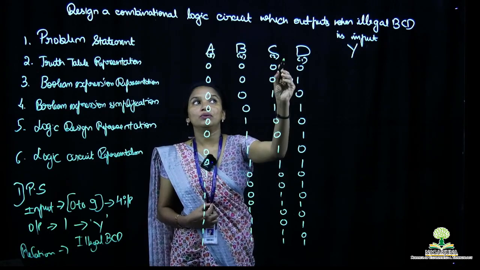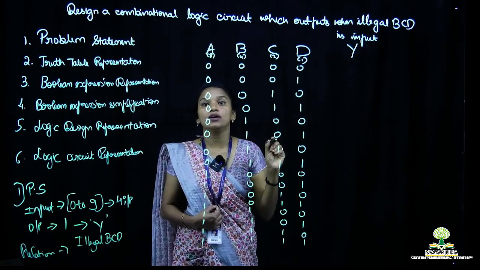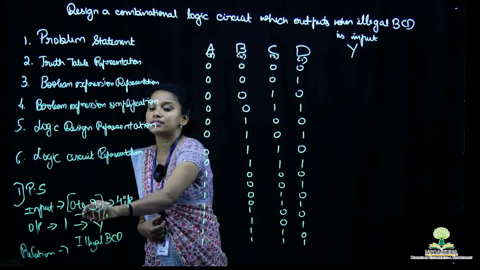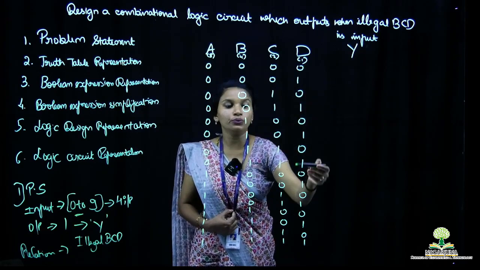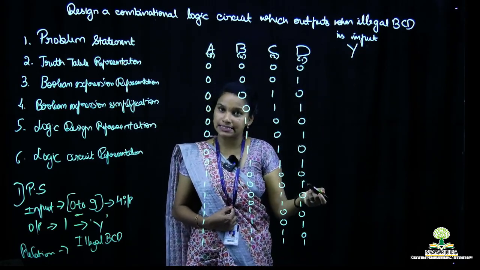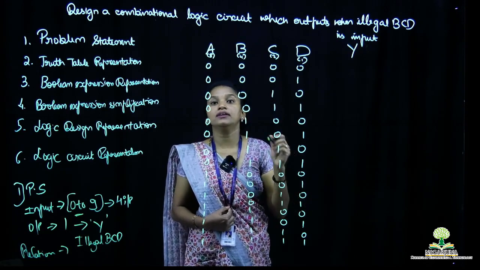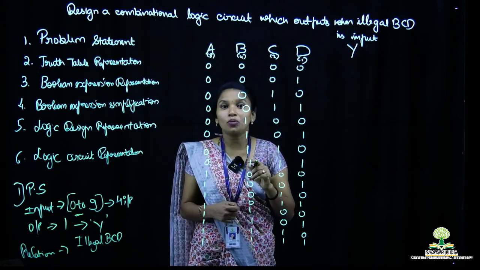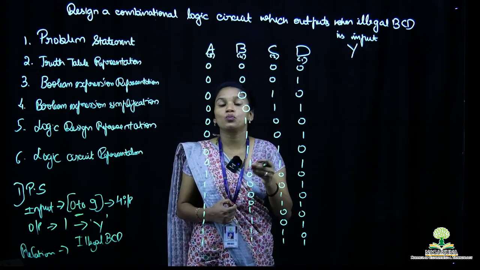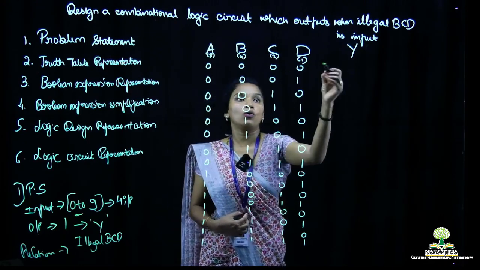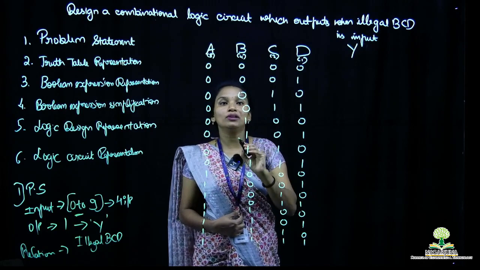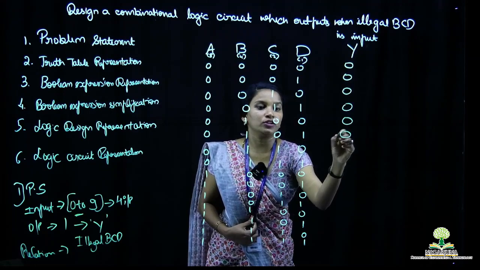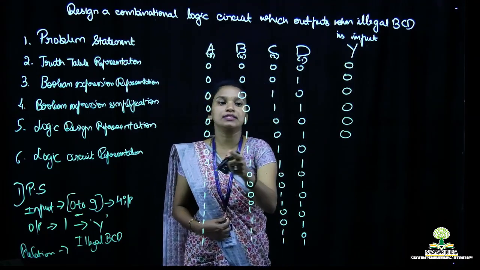We know that it will output only when it's illegal BCD. What do you mean by illegal BCD? You know that binary coded decimal is nothing but from 0 to 9. So from 0 to 9, you will write your output as 0. The rest, from 10 to 15, you will write the output as 1. Why? Because they have said in the question, design a combinational logic circuit which outputs when its input is illegal BCD. So for all the combinations from 0 to 9, you will write the output as 0, because from the problem statement we know that binary coded decimal is from 0 to 9.